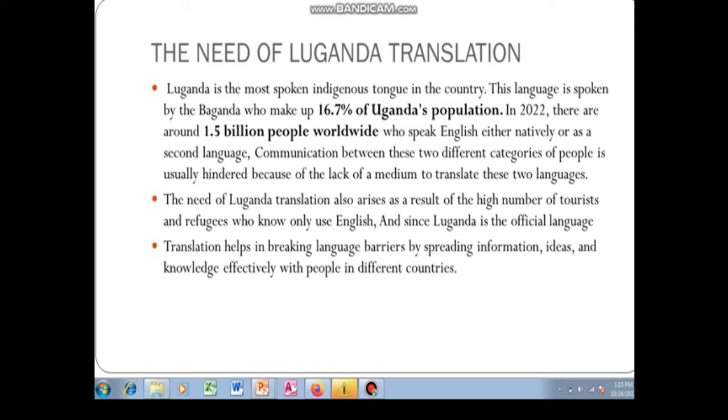These different categories of people are usually tourists and refugees who come into Uganda, and they face the problem of a lack of effective communication. Also, the available AI translations are usually not accurate, mainly those of Google, because they don't consider Uganda that much among the main languages out there. So this was my basis as to why I decided to make this app.